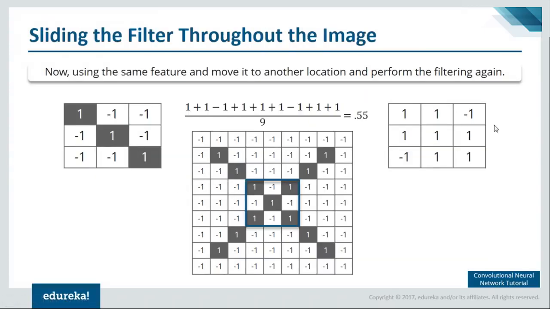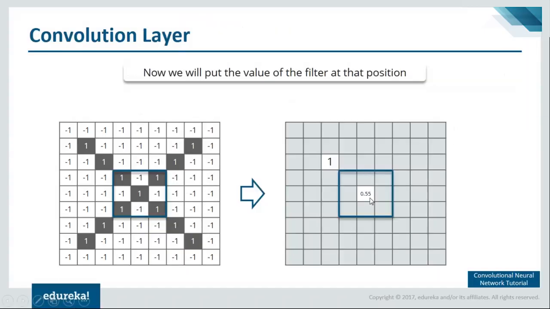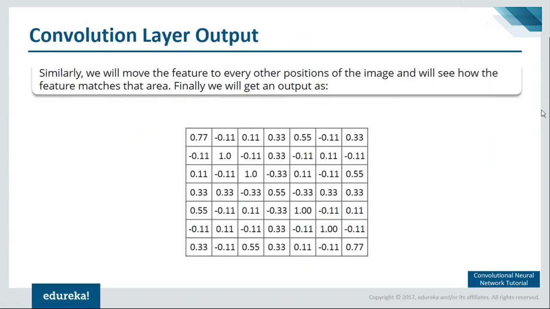All right, so this is one more example where I've moved my filter in between, and after doing that, I've got the output something like this: 1, 1, -1 and so on. Over here, if you notice, I've got a couple of -1s as well, due to which my output is 0.55, right? So I'm going to place 0.55 here. Similarly, after moving the filter throughout the image, I got this particular matrix. All right, and this is for one particular feature.